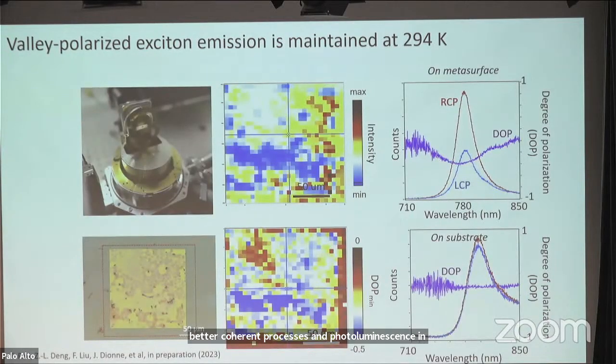And here's just one example of how one of the high quality factor silicon cavities combined with these large area 2D materials is enabling better coherent properties in valley polarized emission.